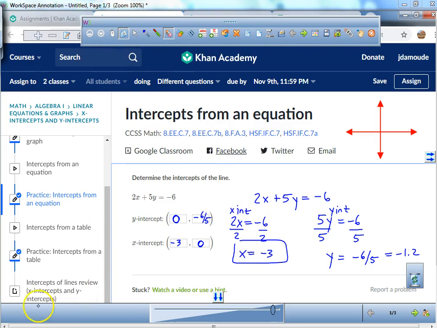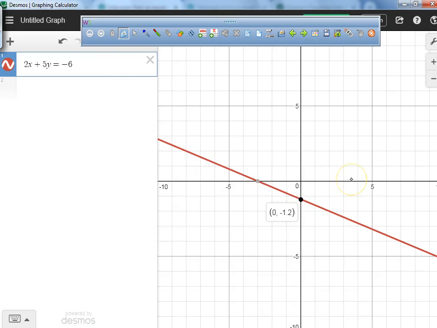Okay? All right. So let me type these in. So we have 0, negative 6 over 5. All right, so let me go over here.